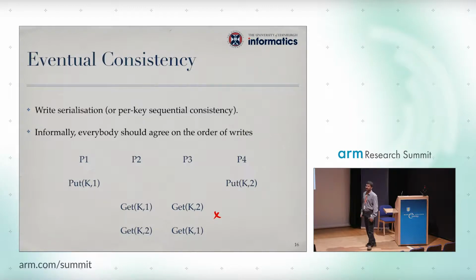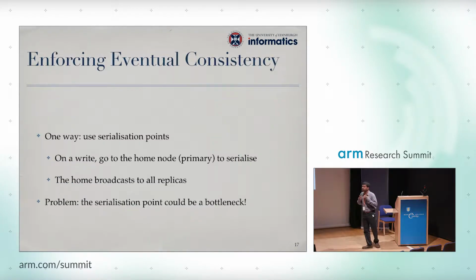Okay, so how would you enforce eventual consistency? The straightforward way to think about this is to follow the philosophy of protocols similar to shared memory protocols. One way shared memory multiprocessors do these protocols is to use serialization points. On a write, you go to the home node, called a directory in the shared memory world, or the primary, to serialize. And the home or the directory broadcasts the value to all the replicas or the cache copies.